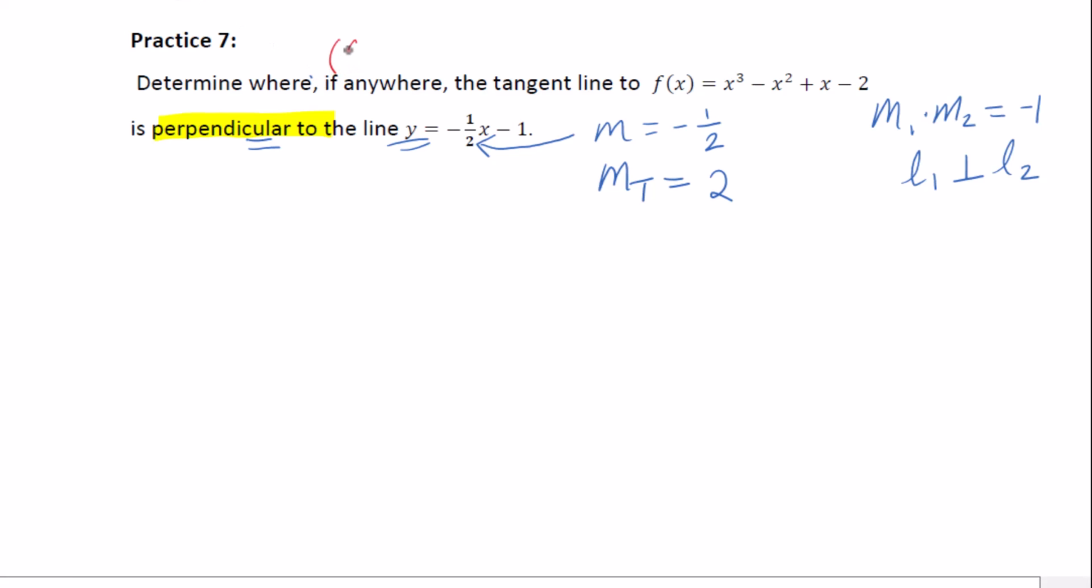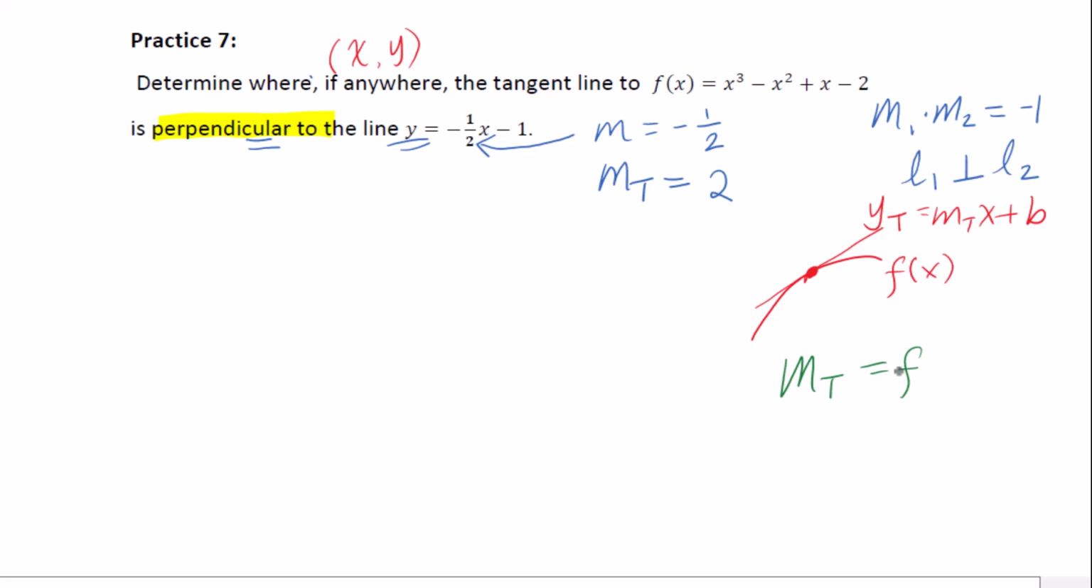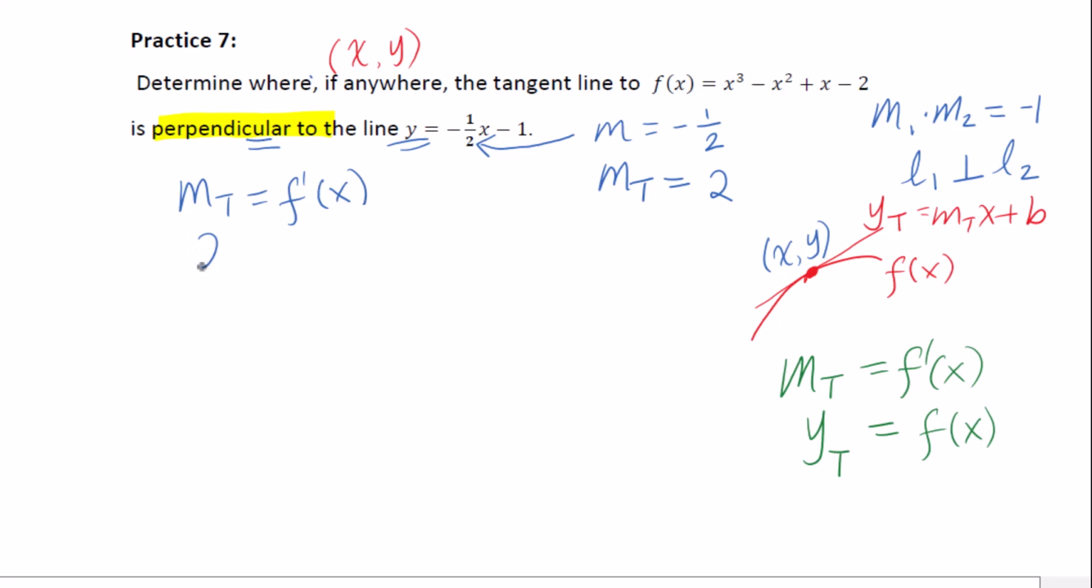Since we are looking for the point x, y, think about this is the curve. This is a tangent line. We are looking for this point where the tangent line and the curve meet together. Since we know the slope of a tangent line equals 2, then remember the slope of a tangent line equals f prime of x. Slope of tangent line equals f prime of x, which means 2 equals, we will do the derivative of f of x, that is 3x squared minus 2x plus 1. Then we can figure out this x.